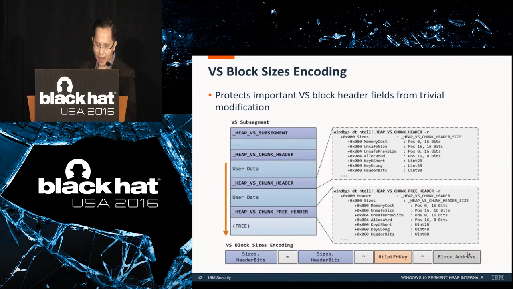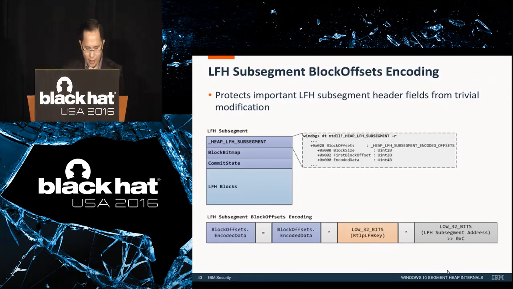Next, VS blocks have a block header at the beginning of each block, and these headers here are a potential target for overflows. To protect important parts of the VS block header from trivial modification, they are encoded using the LFH key and the block address. Similarly, the LFH subsegment headers also have some important fields that an attacker may leverage. Again, to protect these important fields from trivial modification, they're encoded using the LFH key and the LFH subsegment address here.